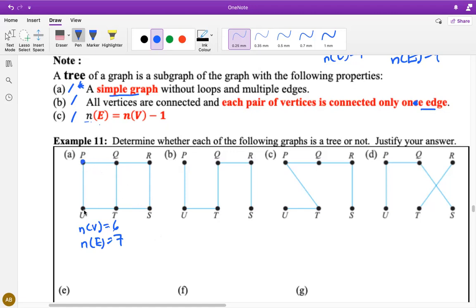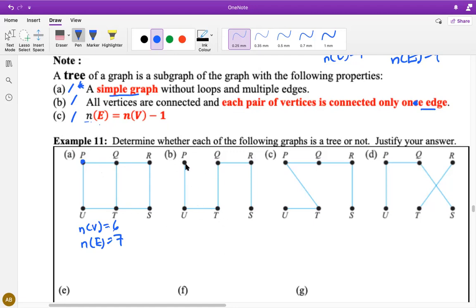P to S, I have P, U, U, T. I have the other roots. So this is the other way to determine whether a given graph is a tree or not, besides the three conditions. Okay, let's see B.